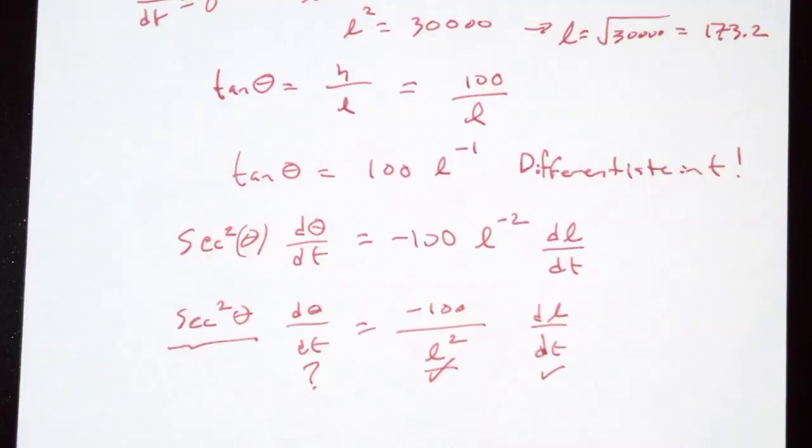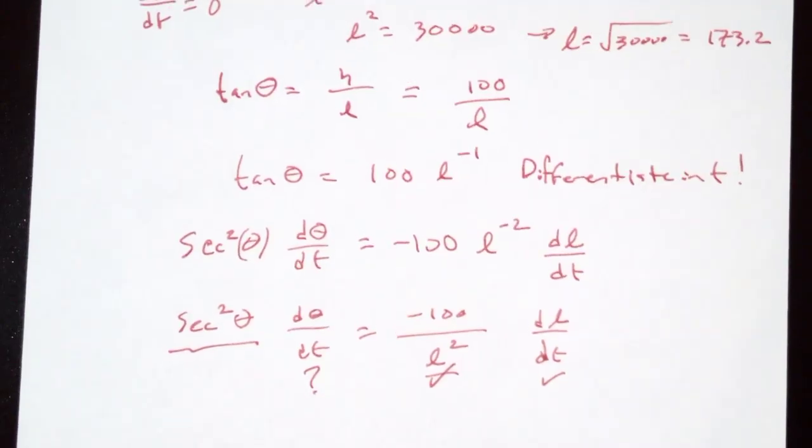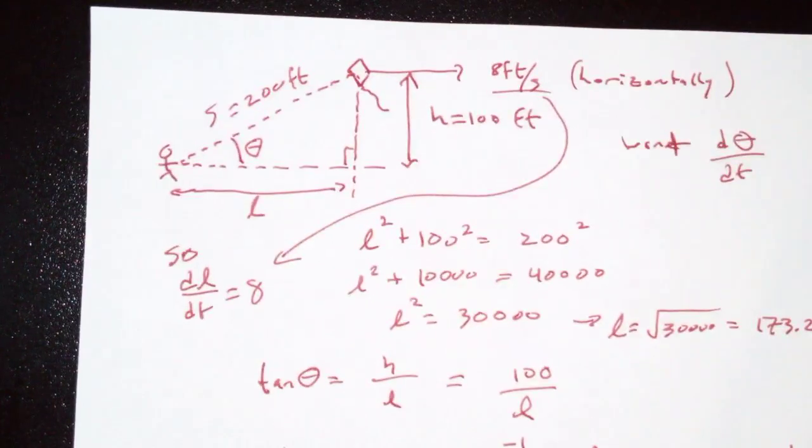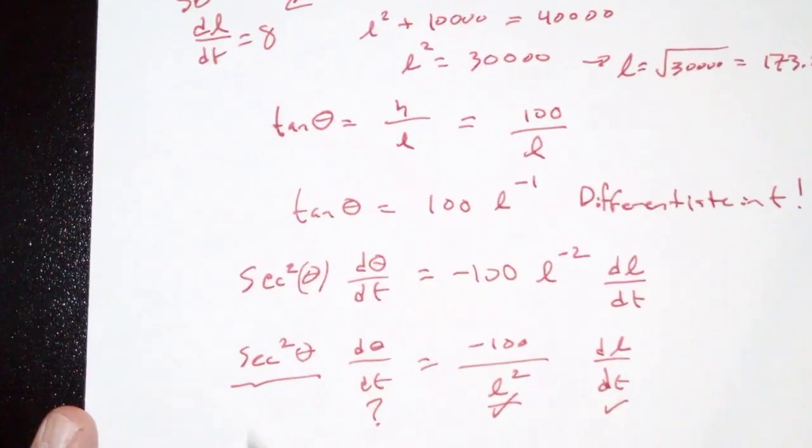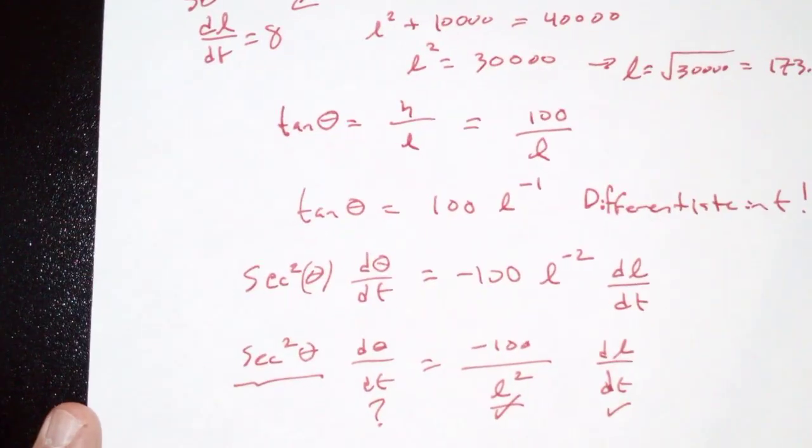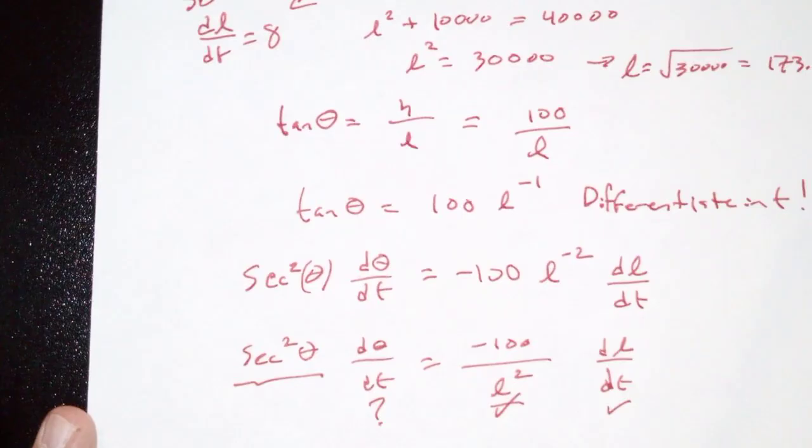Because I can build secant from knowing the sides of my right triangle. What other trig function is secant related to? Out of the basic three, sine, cosine, tangent, it's 1 over cosine. So I can write secant squared is 1 over cosine squared, right?